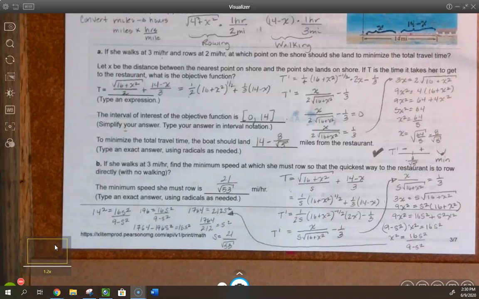Like I said, I think there probably is another way to do this problem, but this is the way that I chose to do it. If you have another way, show me, and I would love to see it.